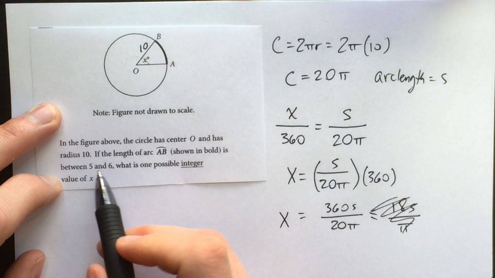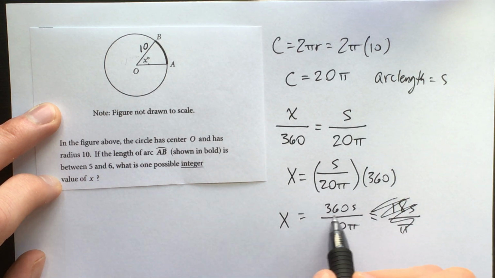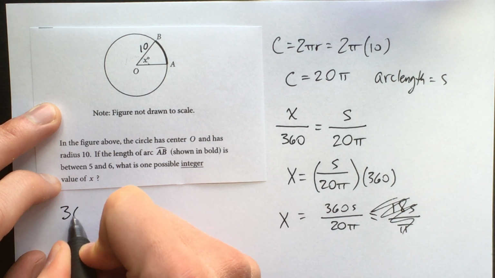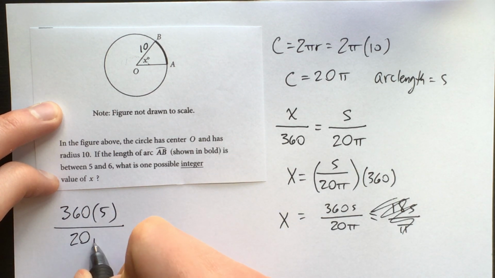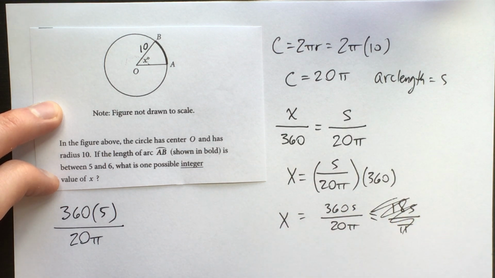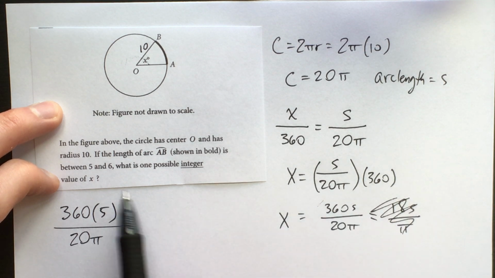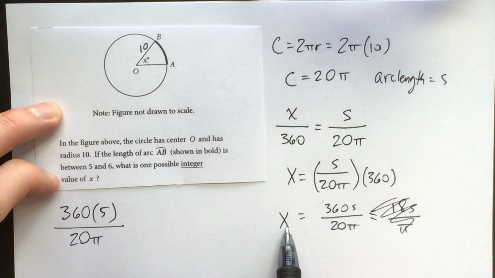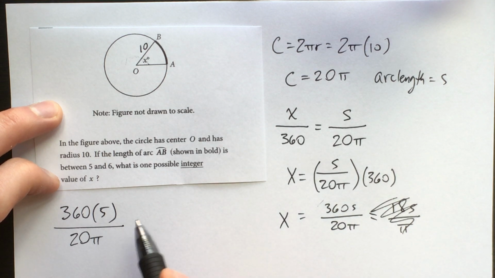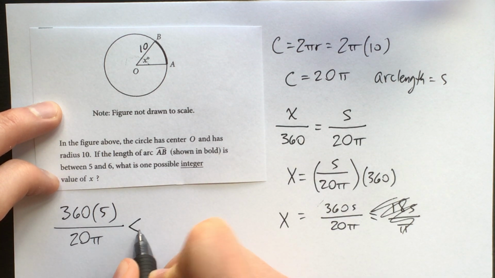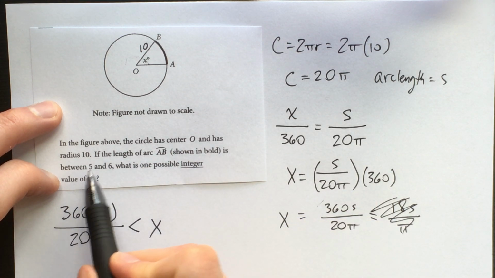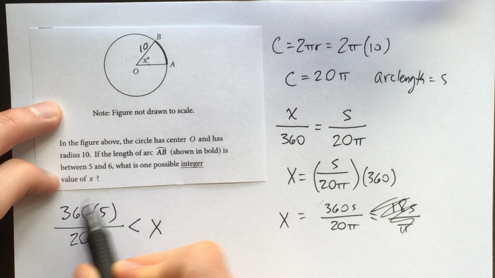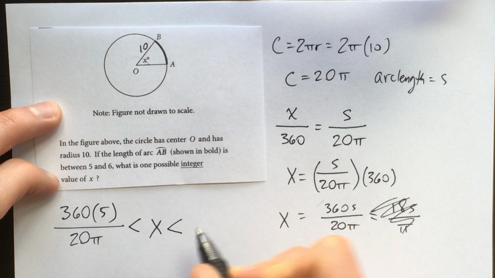So basically what this tells us is that the lowest that s can be is 5. So that means 360 times 5 over 20 pi is the lowest x can be. Again, the reason being, if x is equal to this in terms of s, and the lowest thing s can be is 5, then the lowest thing x can be is whatever this is when you plug in 5. So this has to be less than x, because the arc length is between 5 and 6, so it can't be exactly this, but it can be anything over this.